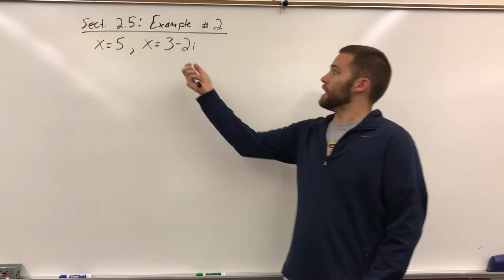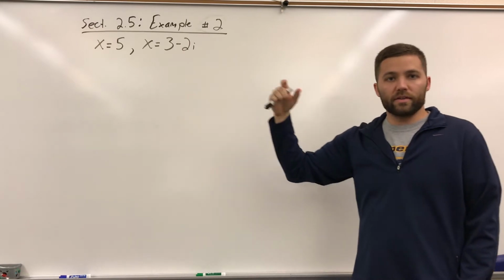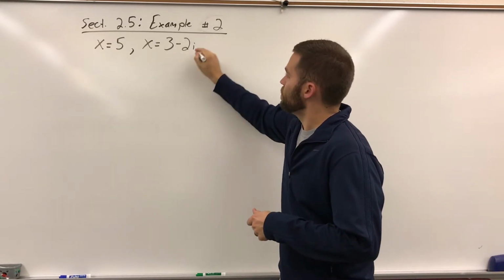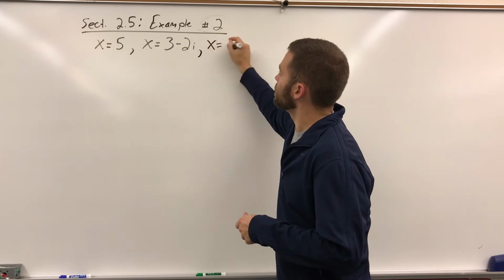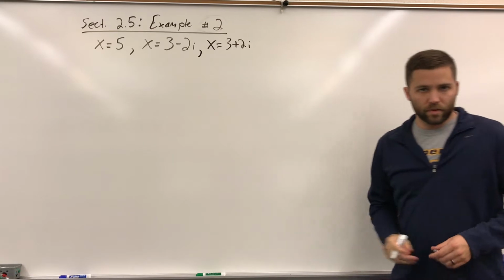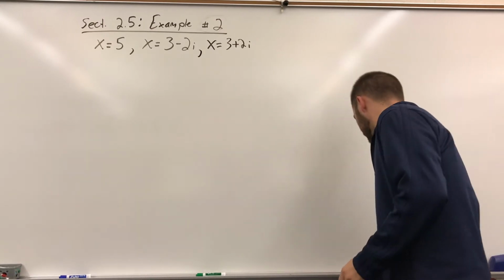Or if there's a zero that is like 3 minus 2i, then we also need the conjugate of it as another zero. Okay, so if I give you that 3 minus 2i is a zero, then x equals 3 plus 2i is also a zero. Okay, and this is obviously example 2 from the note sheet for 2.5.